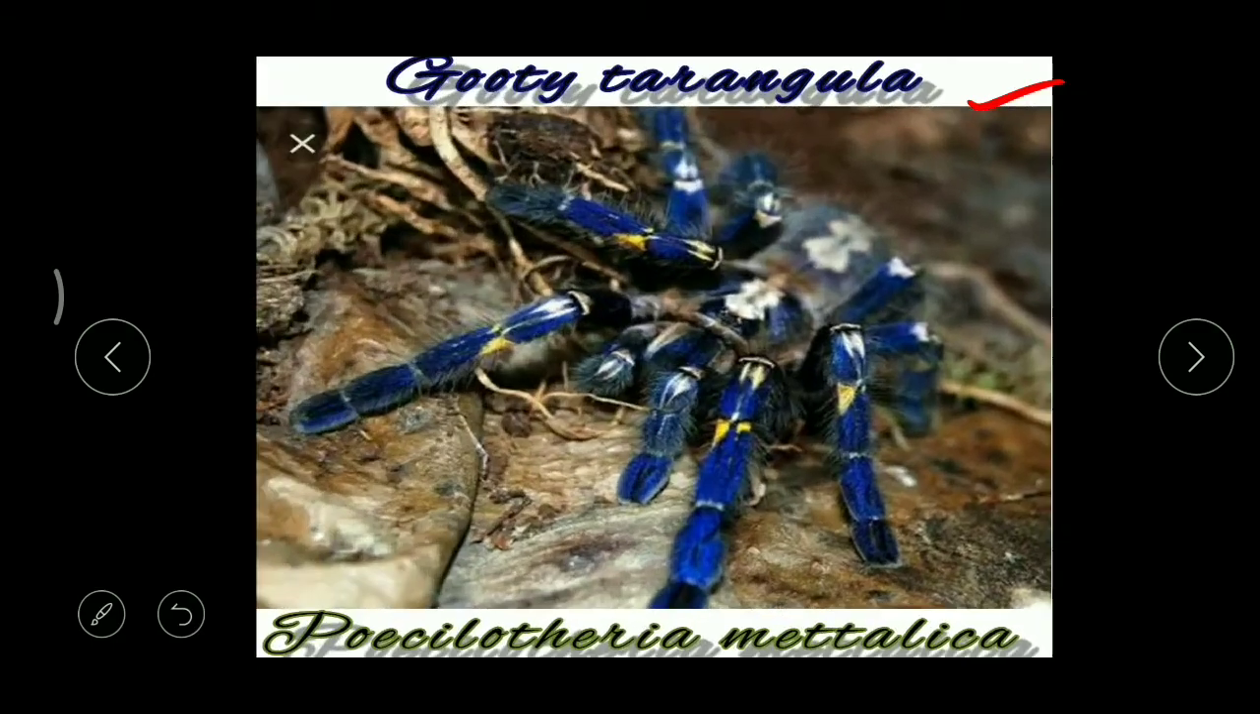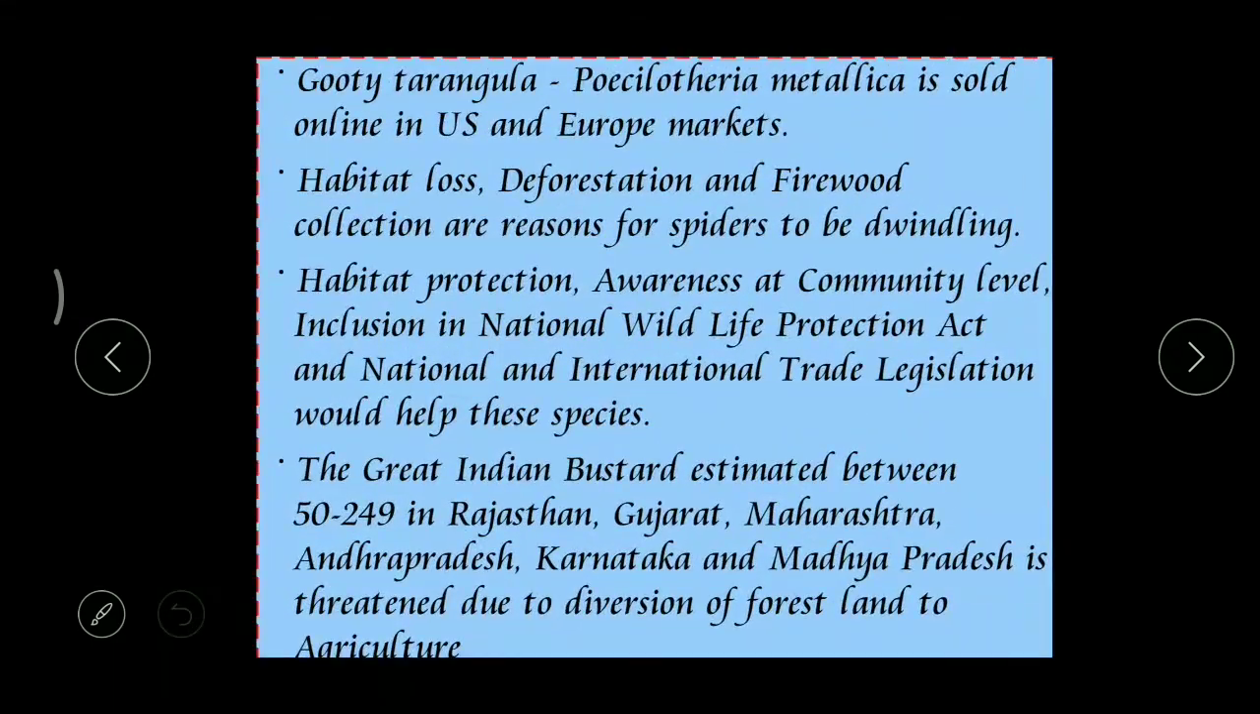Now let's come to our topic. This is the Guti tarantula, which is technically called Poecilotheria metallica. And why is its number reducing mostly? Actually, this spider is available on online shopping. Nowadays we have many online services like Amazon, Flipkart, Snapdeal. In this way, in the United States and European markets, this spider is available on online services.